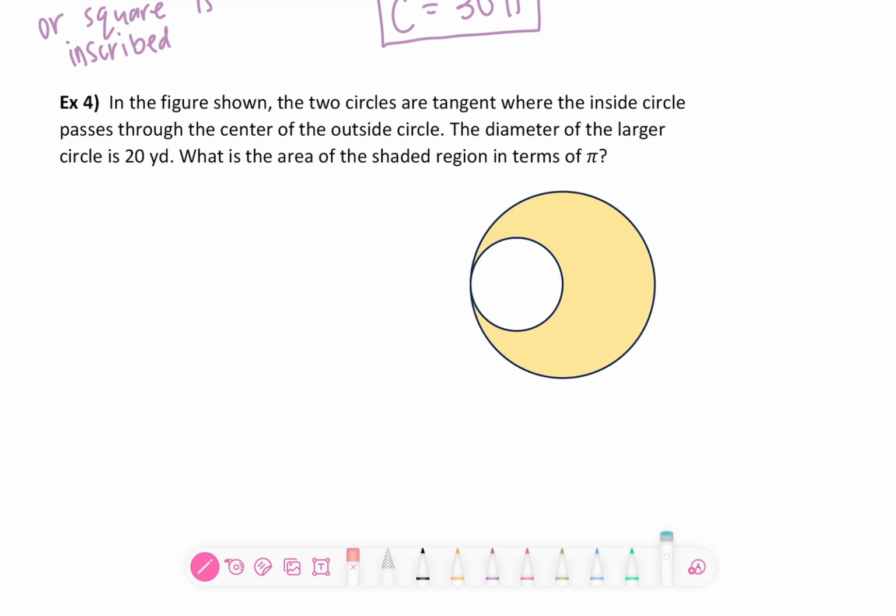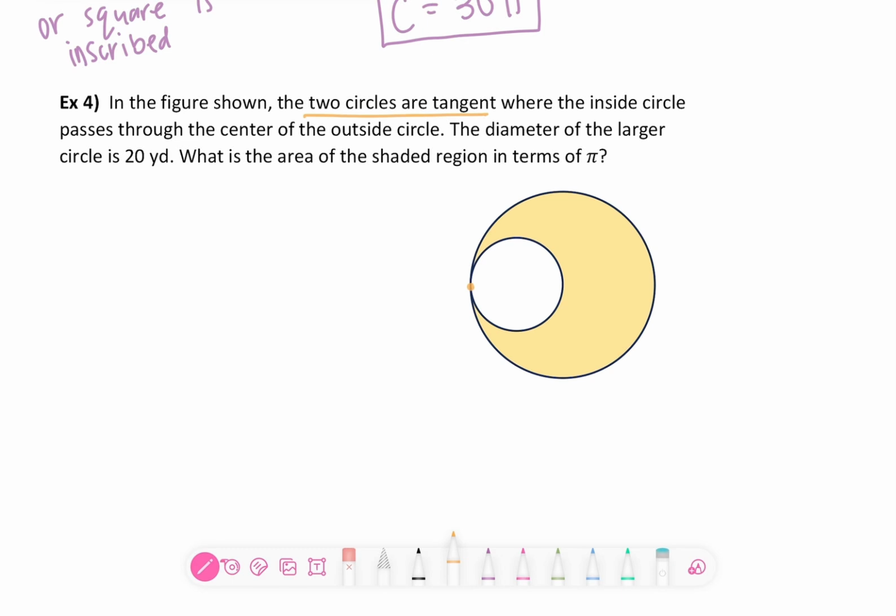So in the figure shown, the two circles are tangent. That means that one circle touches the other circle. It doesn't cross over the other circle. And so hopefully you can see that where they are tangent is this point right here where they touch.